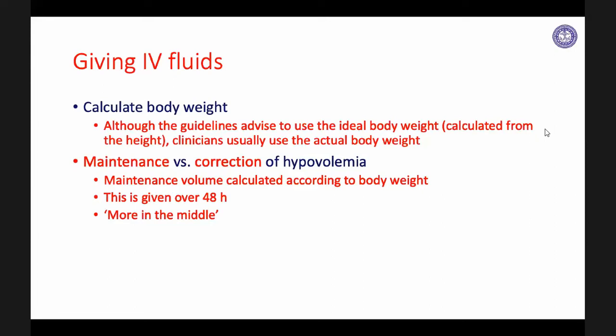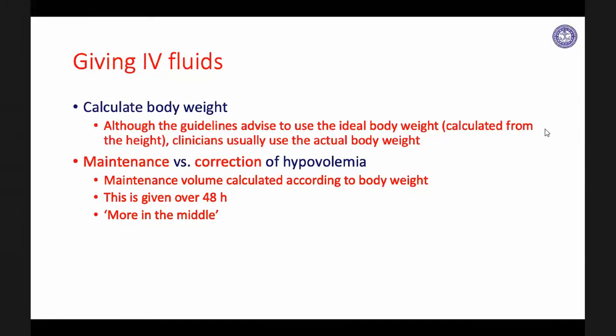Giving IV fluids, we calculate according to the body weight. And although the guidelines advise us to use the ideal body weight, which is based on the height, most clinicians actually use the actual body weight. And if it is more than 50 kilograms, we stop at the 50 kilogram level. And again, some clinicians actually take the real body weight also, although the guideline says if it is more than 50 kilograms, not to consider the extra amount, to limit the fluid amount to 50 kilograms.